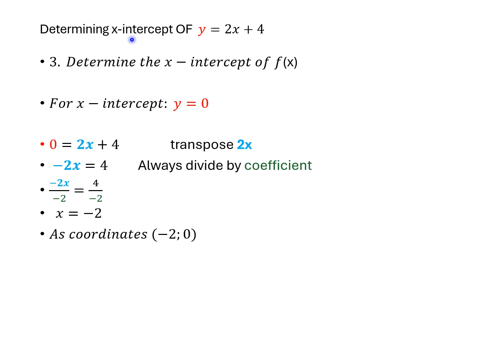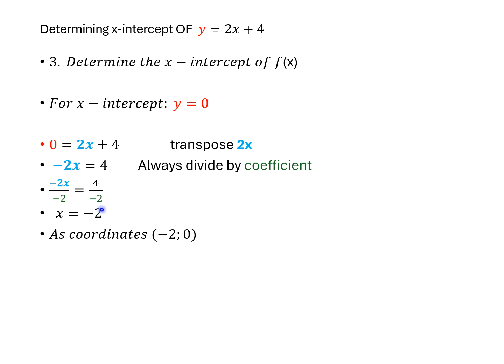Next, determine the x-intercept of y equals 2x plus 4. To get the x-intercept of f of x, y equals 0. So if I make that 0, 0 equals 2x plus 4. If I take 2x across, it's positive this side, so it must become negative on the other side. From there, we always divide by whatever is in front of x, so I have negative 2x divided by negative 2. What I do on one side, I must do on the other side.